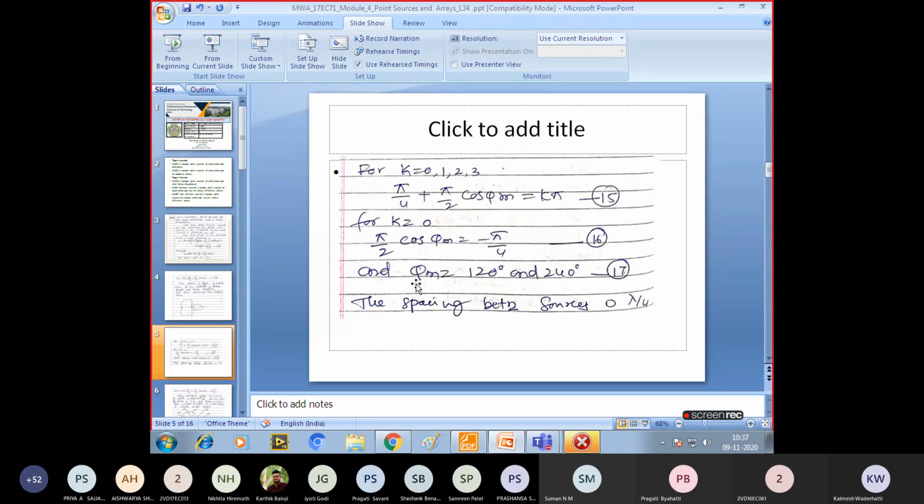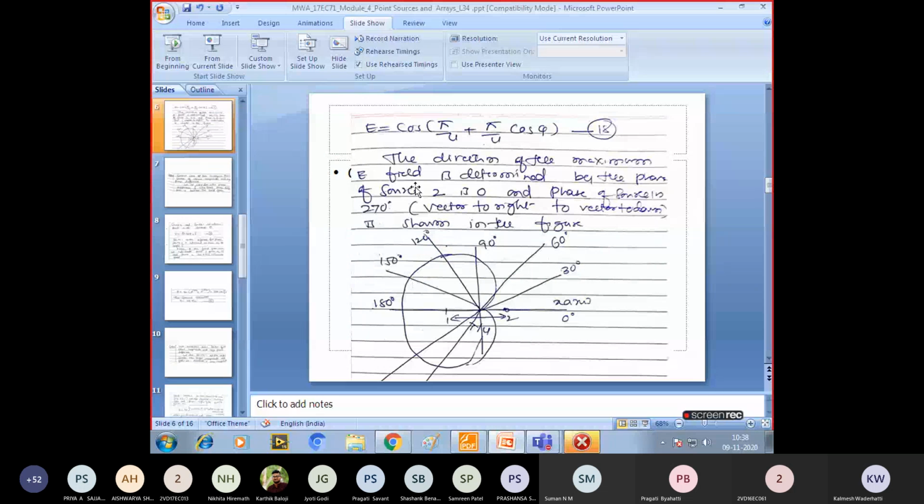Why? Because we have the equation dr equal to 2 pi by lambda into d, which was discussed in the previous lecture. Therefore, you substitute d as lambda by 4. What will be the equation for dr? That will be pi by 4. Therefore, the equation becomes E equal to cos of pi by 4 plus pi by 4 into cos phi. This is our argument.